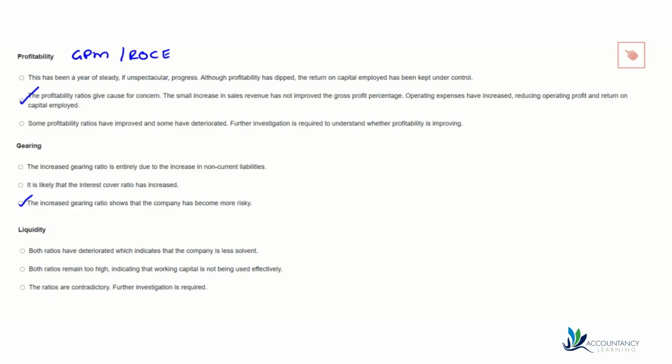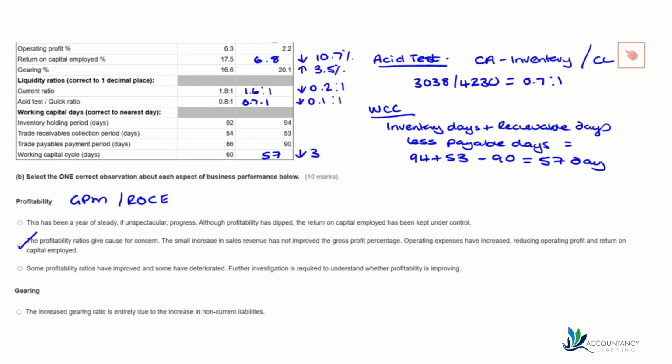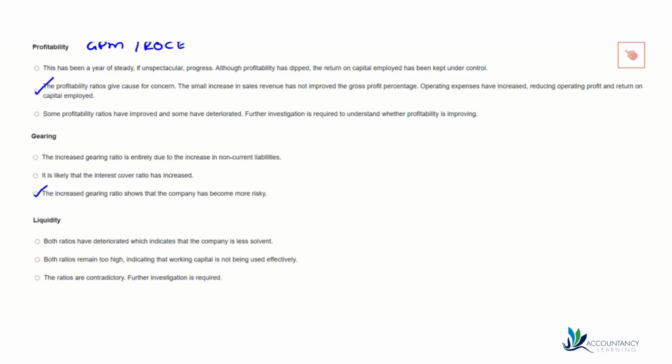And then lastly, we're looking at the liquidity ratio. This is looking at the two that we looked at, the current ratio and acid test, and we can see that both of them have decreased. So both of them have deteriorated. With the current ratio and acid test ratio decreasing, this shows a decline in the company's ability to meet its short-term obligations.